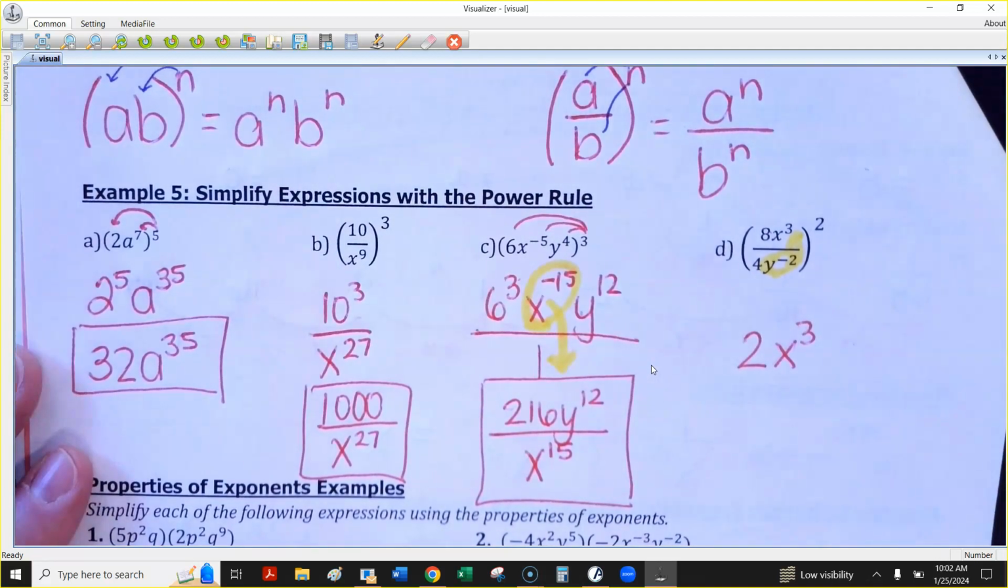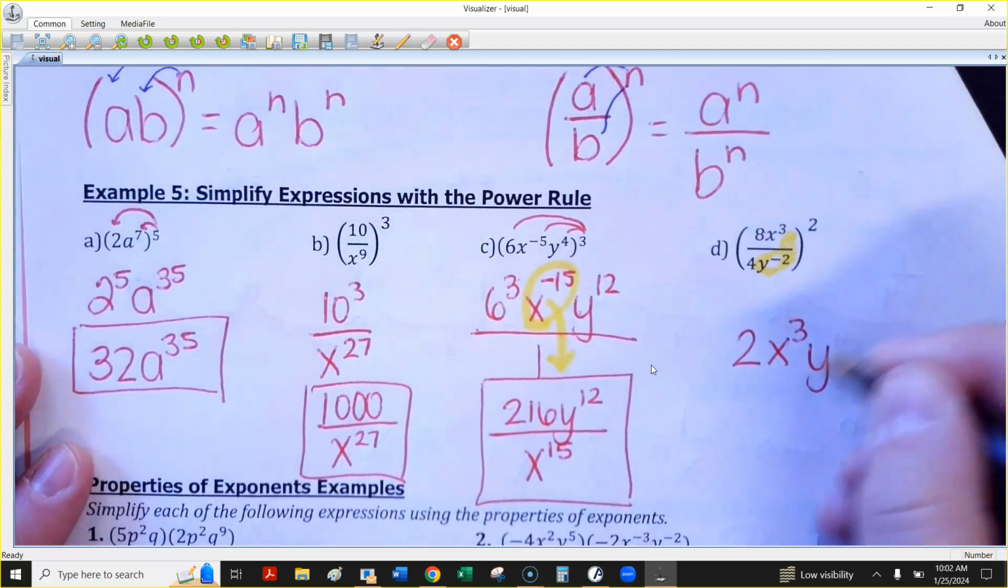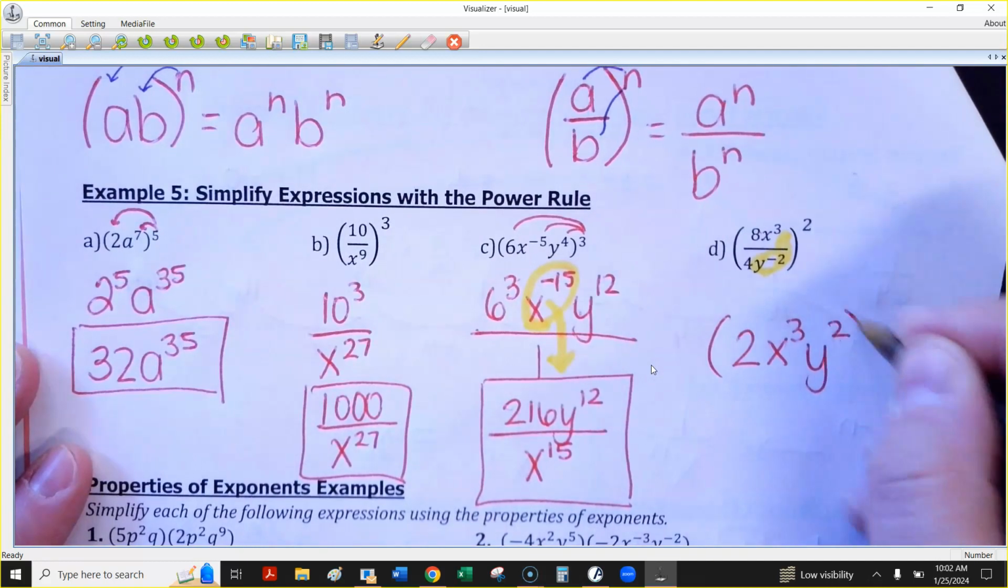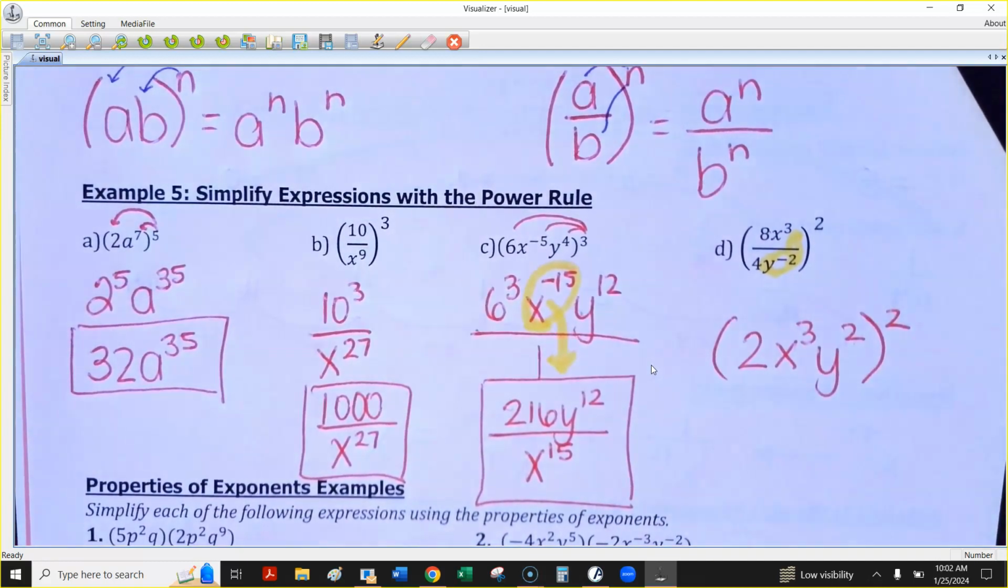So really, I did not do a second power on this at all. I just simplified the fraction that I had there. That y to the negative 2 would move up and become y to the positive 2. 8 divided by 4 is 2. So the entire denominator of that fraction cancels out if I simplify it first.